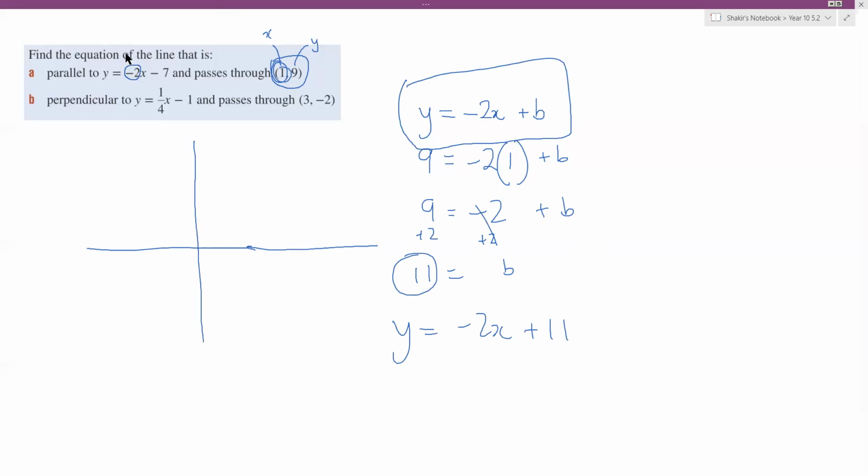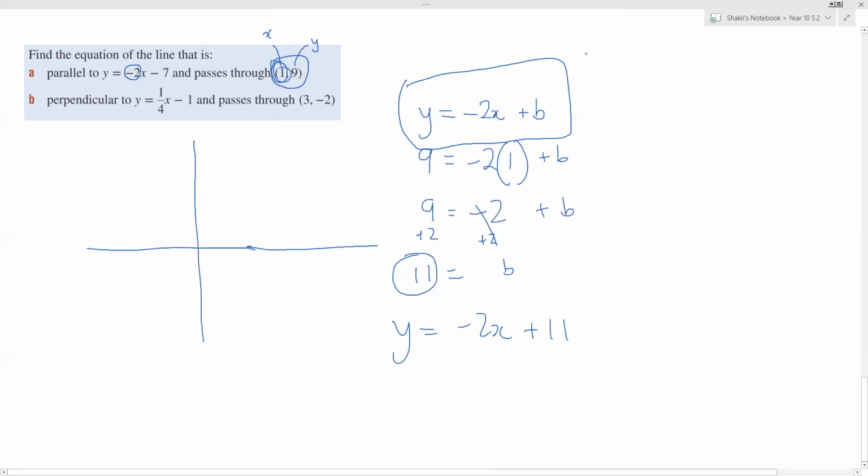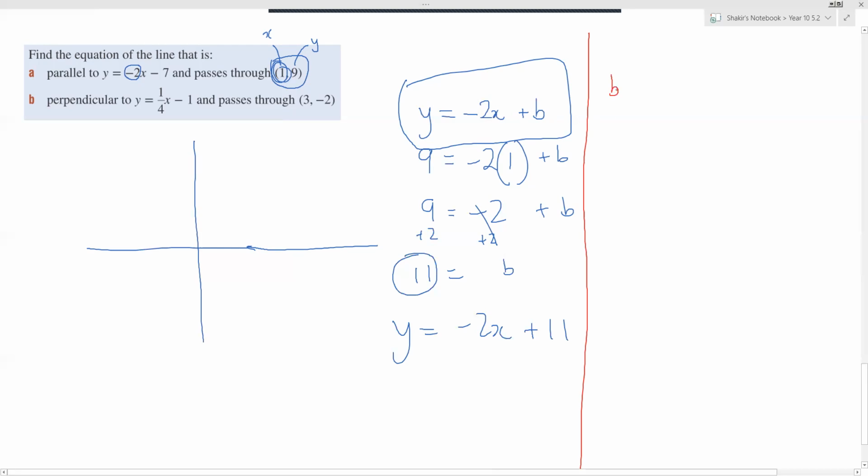And this one is a bit more involved. It's a bit longer than normal, I guess. So if you have any questions, make sure you send them to me via chat. I'm doing part B now.